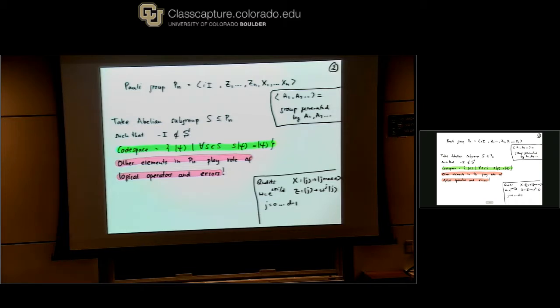And so formally the code space is defined by all vectors, all n qubit vectors, such that for all elements in this subgroup S, acting on this vector gives itself. And what is very nice about this stabilizer code formalism is that there's sort of an organization of all the elements in this Pauli group. So there are elements that are in S. They are the stabilizers, so they have plus one eigenvalue for the code space. And then there are other elements in P, and they can play the role of logical operators and errors. So I know immediately what the logical operators and errors are.